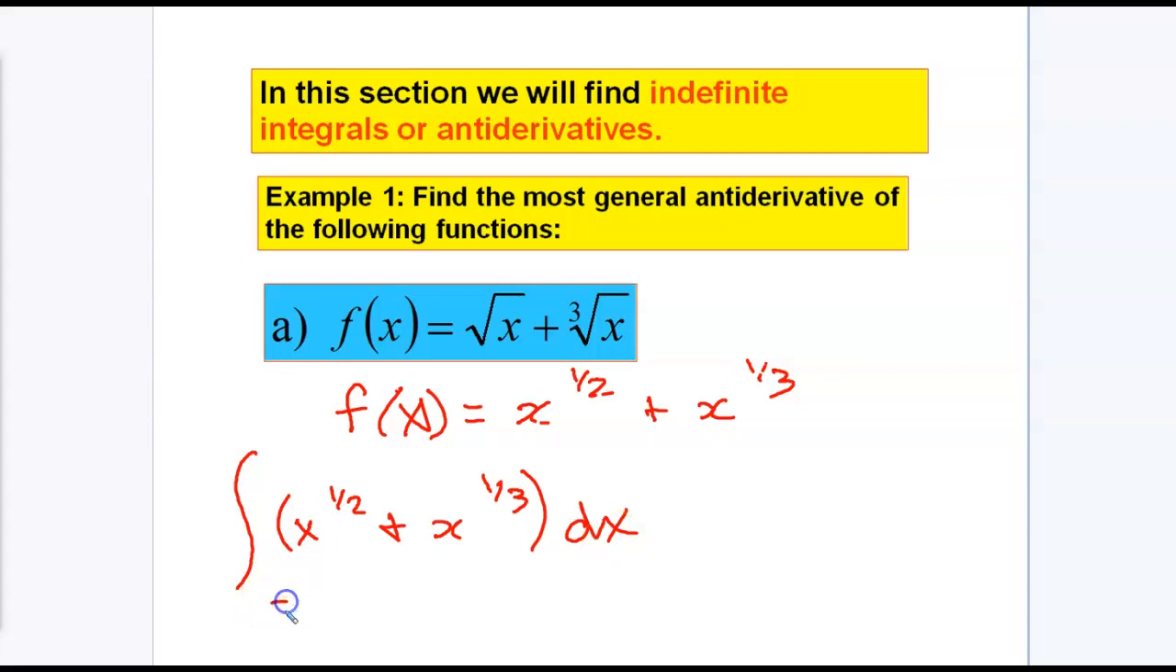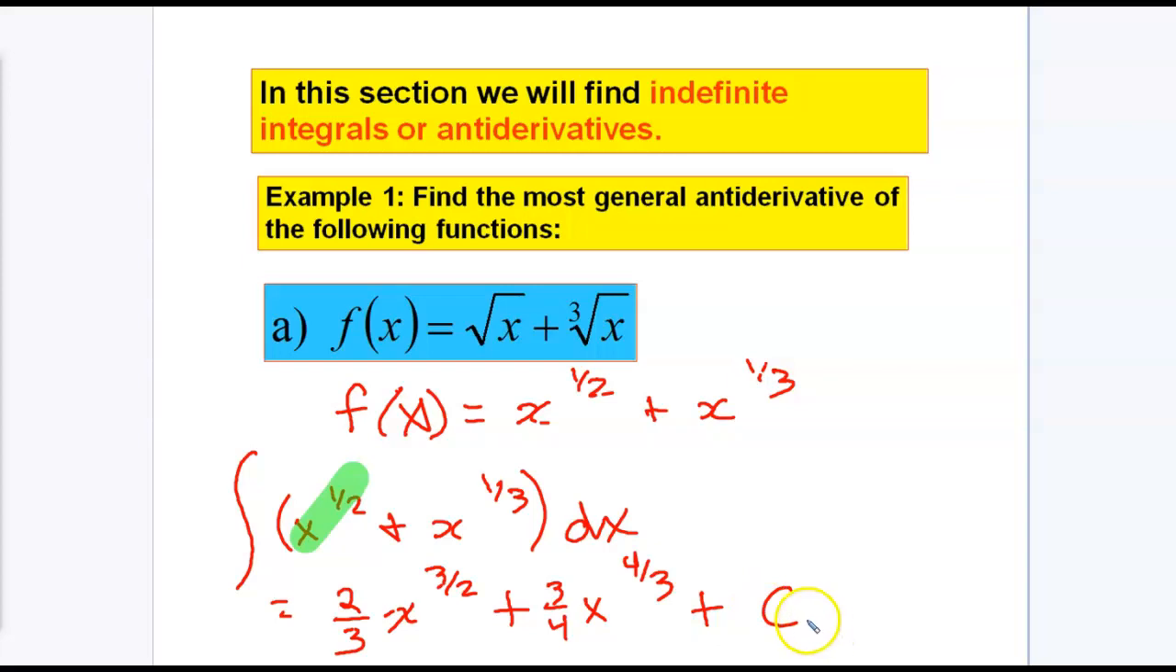We're just going to add 1 to the exponent and divide by the new exponent. So if I add 1 to 1/2, it's 3/2. Dividing by 3/2 is like multiplying by 2/3. That would be the integral of my first part. Then I'm going to add the integral of x to the 1/3, which if I add 1 becomes 4/3. Dividing by 4/3 is like multiplying by 3/4. And then I'm going to add a constant.